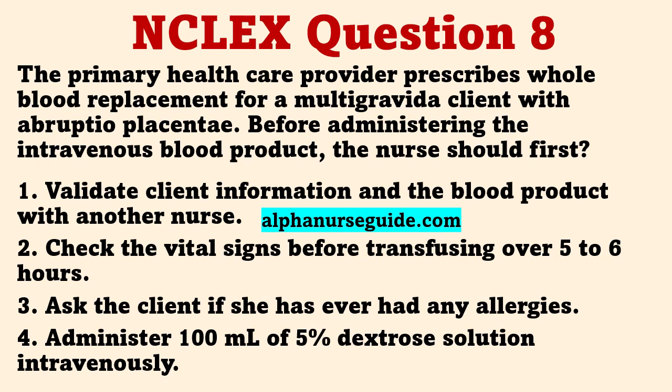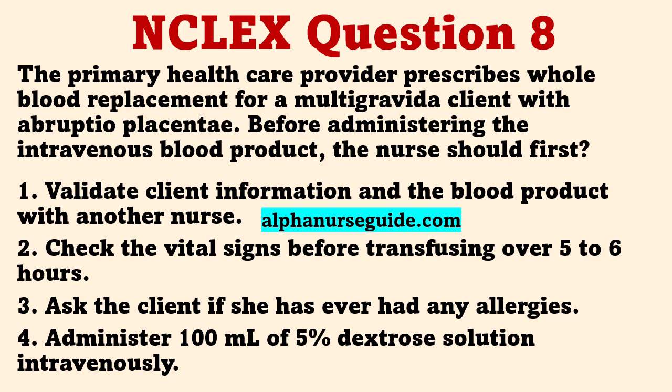The primary healthcare provider prescribes whole blood replacement for a multigravida client with abruptio placentae. Before administering the intravenous blood product, the nurse should first 1. Validate client information and the blood product with another nurse. 2. Check the vital signs before transfusing over 5 to 6 hours. 3. Ask the client if she has ever had any allergies. 4. Administer 100 milliliters of 5% dextrose solution intravenously.